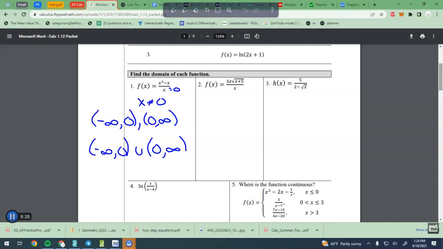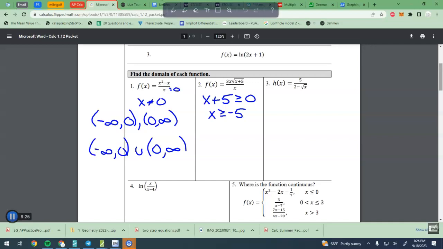Number 2. So I got a couple things going on here. There is a square root. So what has to be true about x plus 5? It has to be greater than or equal to 0. So not just positive, because 0 works also, greater than or equal to 0. And then if I solve that, I know x has to be greater than or equal to negative 5.